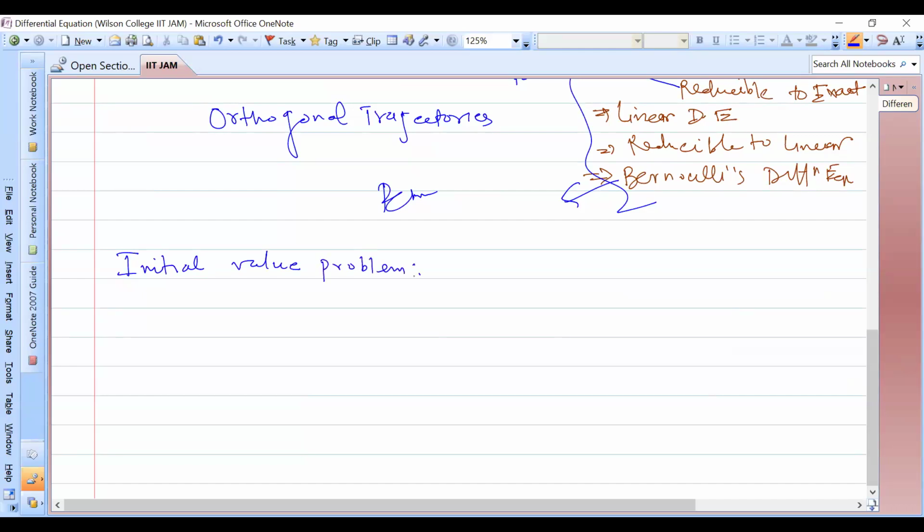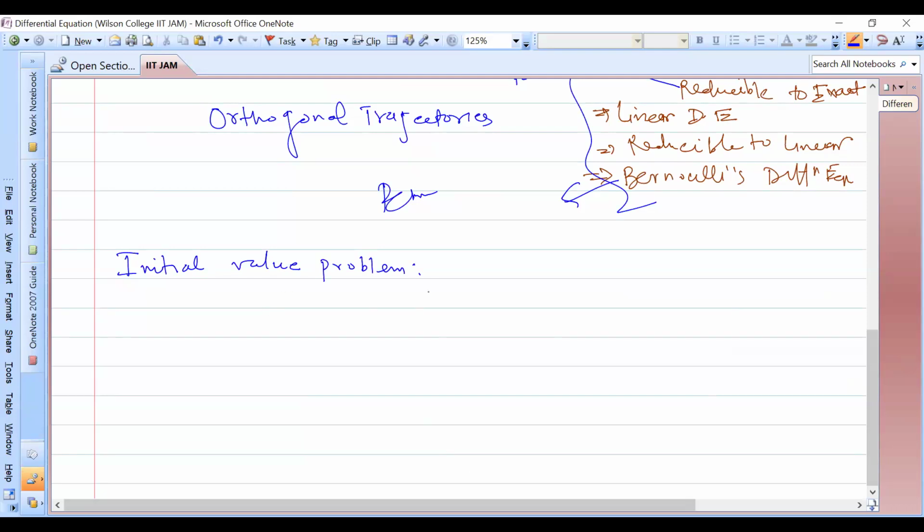What is an initial value problem? In an initial value problem, they give us some initial condition. They give us only one condition. Agreed? Only one condition.